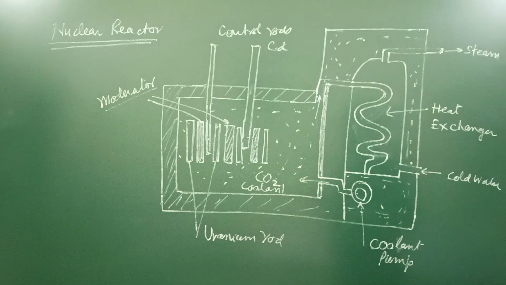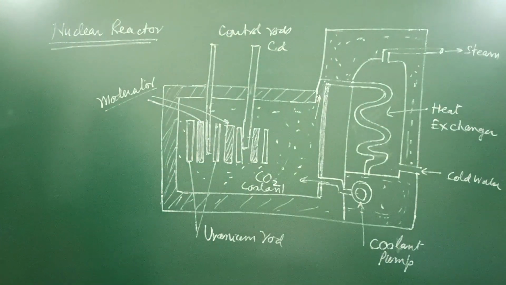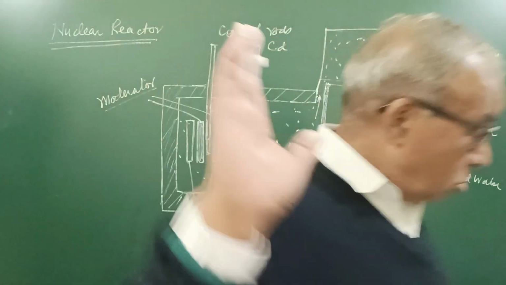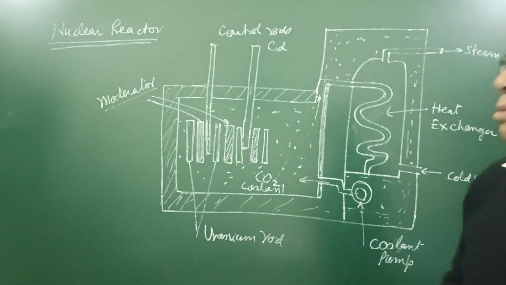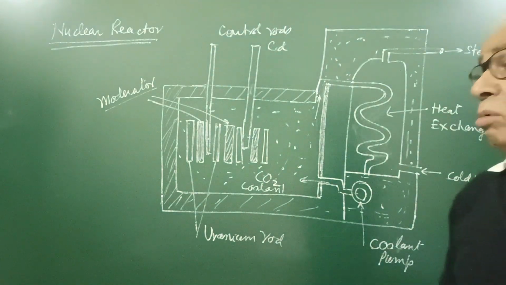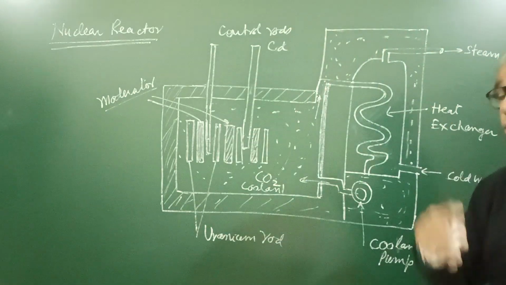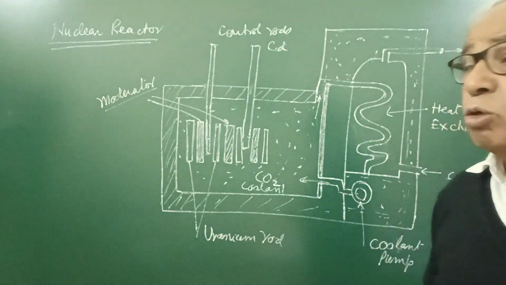To run the generator, we need an engine. Either we use petrol, or coal, or hydrostatic power, like the dams, hydroelectricity-producing dams. The kinetic energy of water is used to run the generator. But constructing a dam is also not easy.